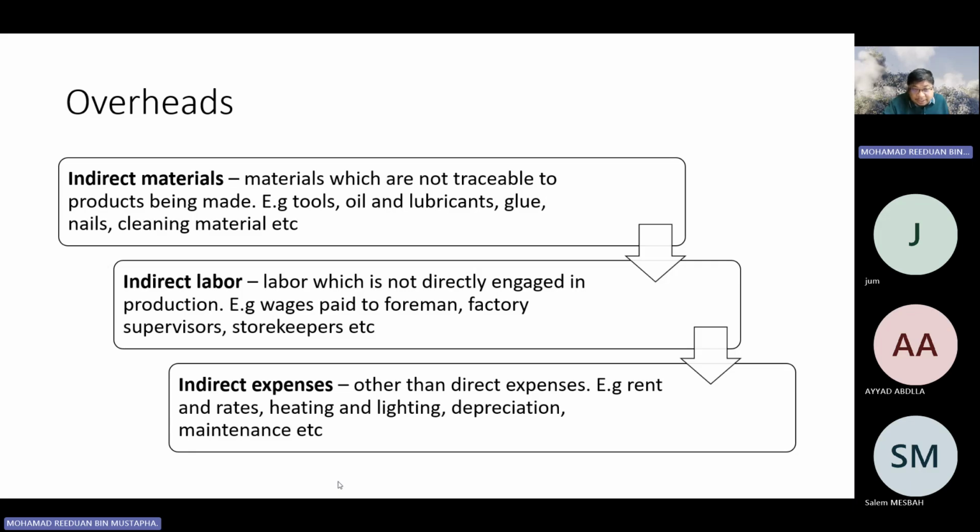Okay, so indirect expenses. Other than direct expenses, let's say rent and rates, heating, lighting, and depreciation. Depreciation means equipment that will be charged in a particular period, maybe a month or years, based on the equipment and so forth. So depreciation is considered under indirect expenses, and then the maintenance, etc. So this is the overhead.